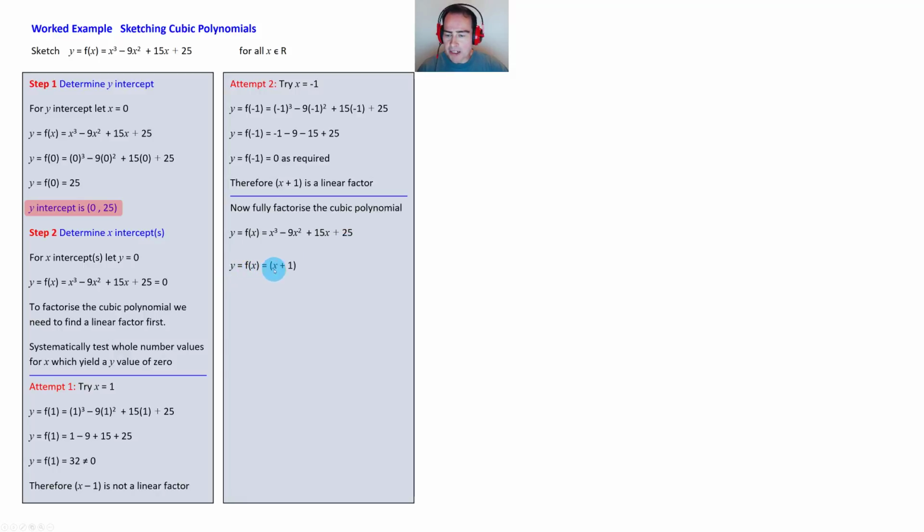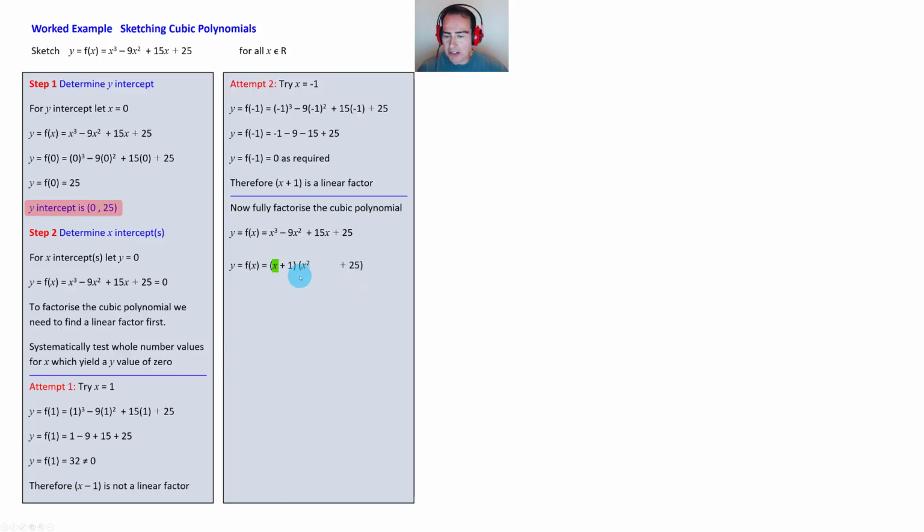Then we write down x plus 1 as one of the linear factors, and we need to put in another factor here, a quadratic factor, which when multiplied by x plus 1 will give us the original cubic expression. Now we know that we have an x cubed, and we know that we have a 25, and these two values are the keys for getting the first value and the last value in our quadratic factor.